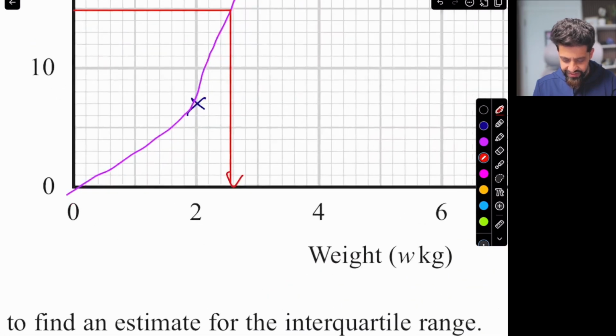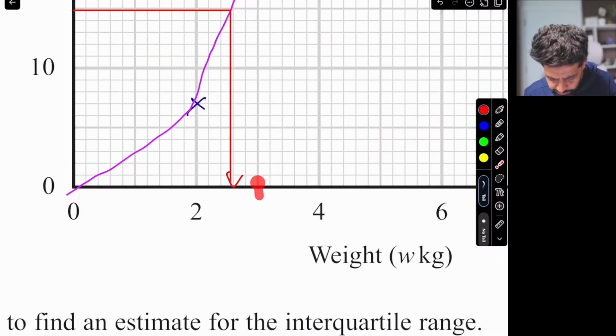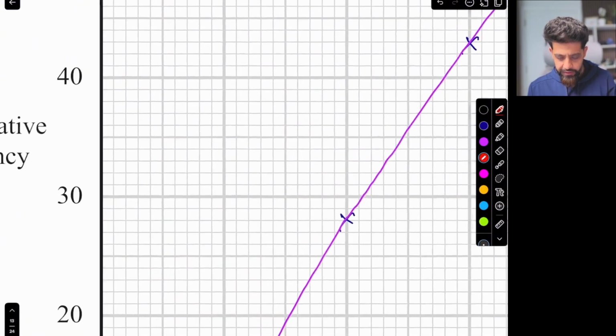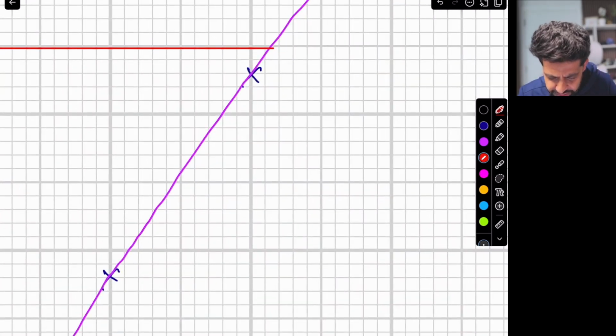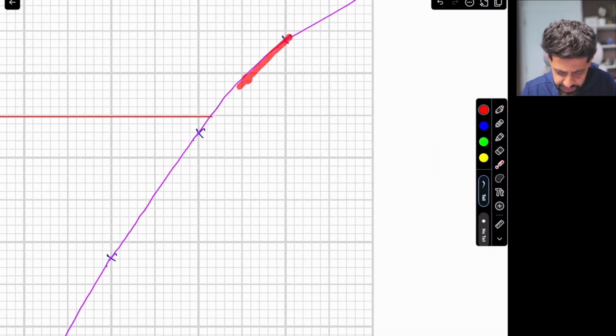Right there, something around there. So what is that value? If that's 3, that's 2.2, 2.4, 2.6, okay? And then we'll do the same thing for the 45 as well. Go across, hit your graph. Okay, that kind of hits in the middle. That's probably because I could have done a better graph there.